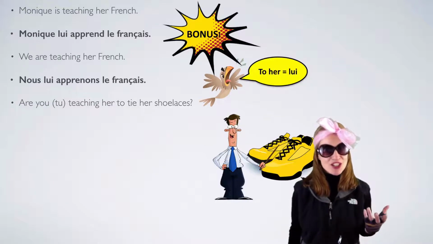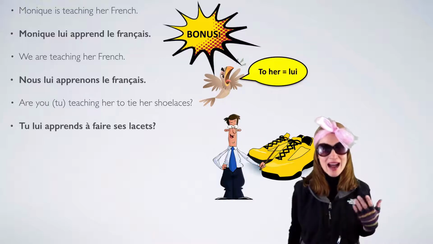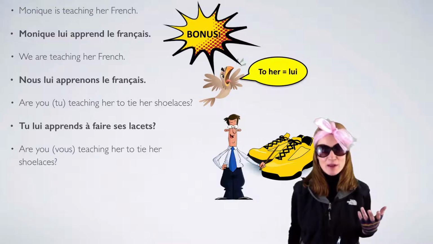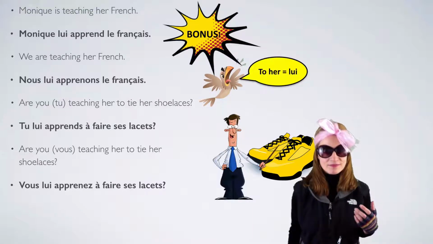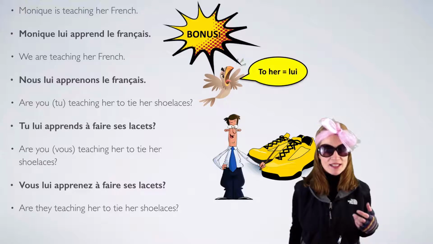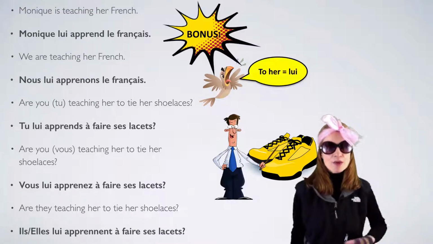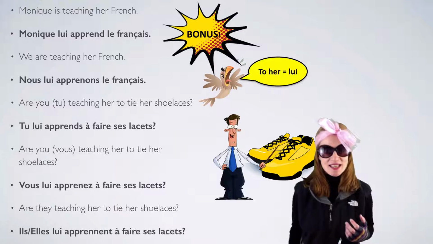Using tu. Are you teaching her to tie her shoelaces? Tu lui apprends à faire ses lacets? Same again, but with vous. Are you teaching her to tie her shoelaces? Vous lui apprenez à faire ses lacets? Are they teaching her to tie her shoelaces? Ils ou elles lui apprennent à faire ses lacets?